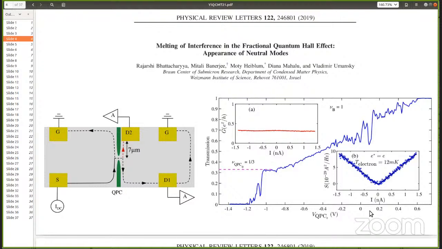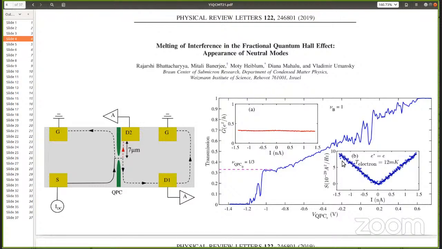What is very interesting is that if you park yourself at this point, you do not see a currentless noise, which is what you would expect on a standard plateau. You actually see some shot noise on this plateau, which enters the drain D1, and panel B shows you.